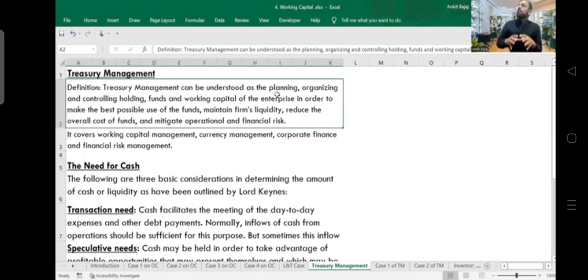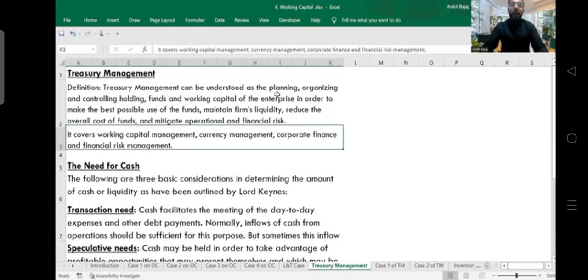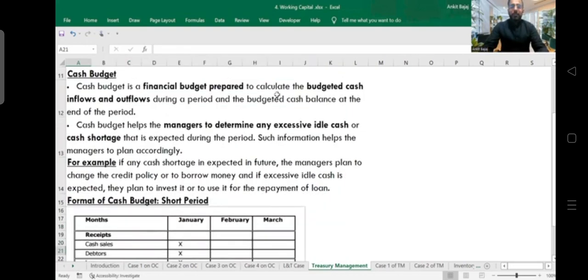So that is the reason every business does this. They forecast their cash requirement. That is what treasury management is, right? So in treasury management, what will you do first? You will prepare a budget. Then you will search for the sources, where to arrange the money from, right? Now here we will learn how to prepare the budget, right?